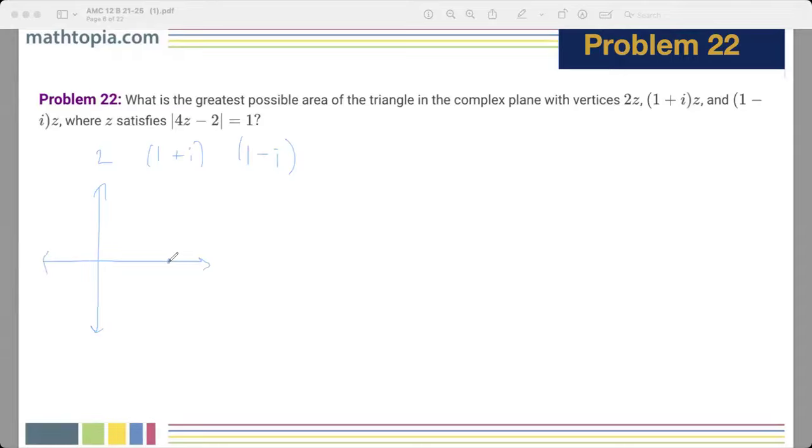So we have 2, 1 plus i, and 1 minus i. So we think to ourselves, what is the area of this triangle? Well, this is 1, 1, 1. So base times height over 2, because this is 90 degrees. 2 times 1 over 2. So the area of the triangle is 1, right? Okay. Well, now we have to ask ourselves, what happens when we scale the triangle by z, right?